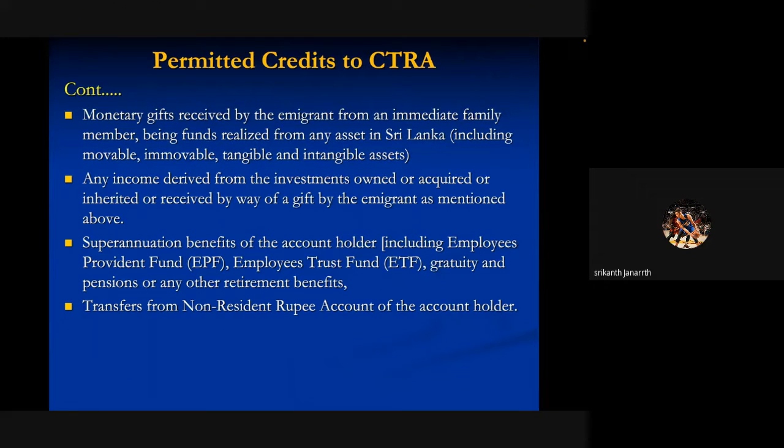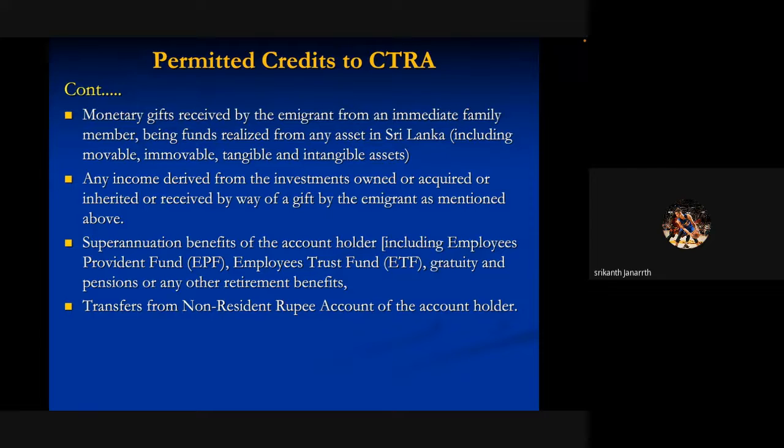Monetary gift received by the immigrant from the immediate family member, being funds realized from any asset, including any monetary terms, any gift, whatever. They have a vehicle, your brother sold, your father sold the vehicle and gave the money to you. Your wife sold and gave to you, or father giving it to the children. If the child is migrating, you get it from the father. Okay, so whatever possible way, that comes as one credit to your CTR account.